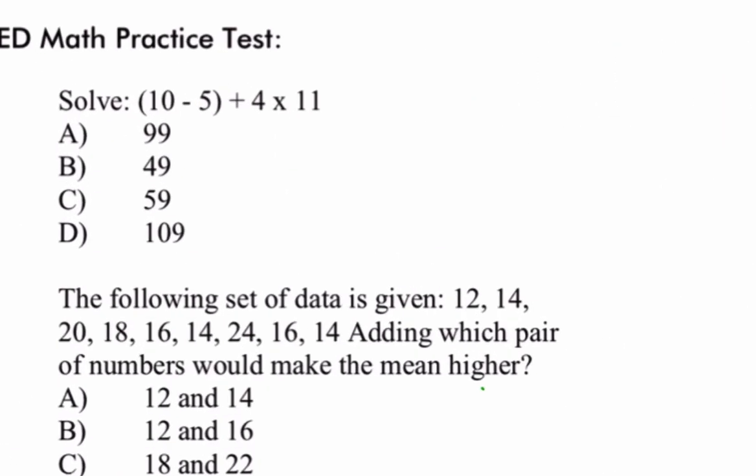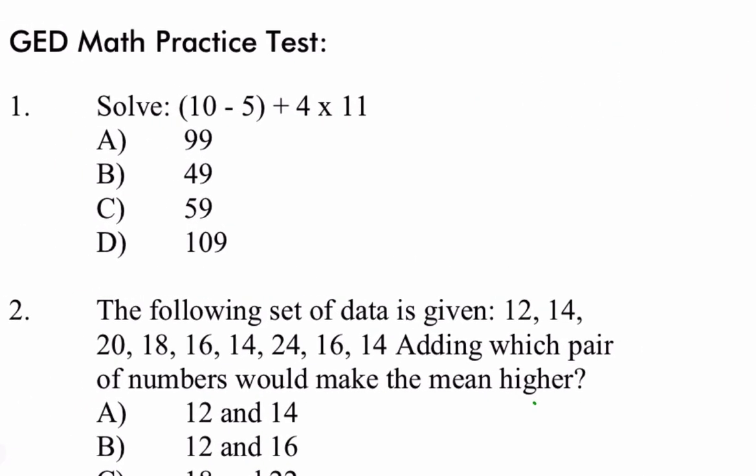Okay, so the first question is: solve 10 minus 5 in the bracket, 10 minus 5 plus 4 times 11. According to the order of operations, we need to do anything in the bracket first, right? And then do times and divide, and the last one we will do plus or minus, right?